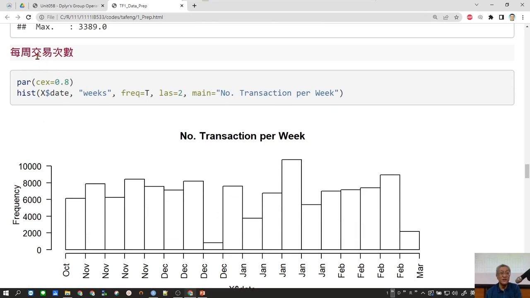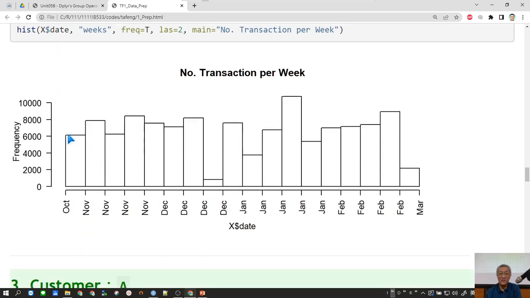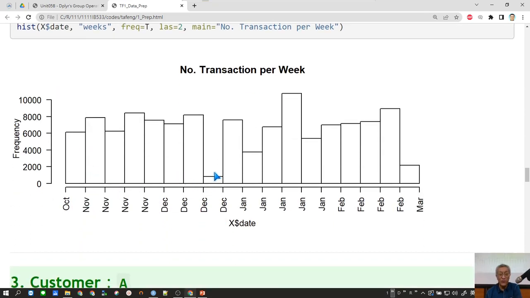So if I want to see the transaction number per week, this is the transaction number per week. You can see that for some reason, in the last week of December, it actually has a very low number of transactions for some strange reason. Christmas, in Taiwan we don't really have a Christmas holiday though. But this is the number of transactions per week.